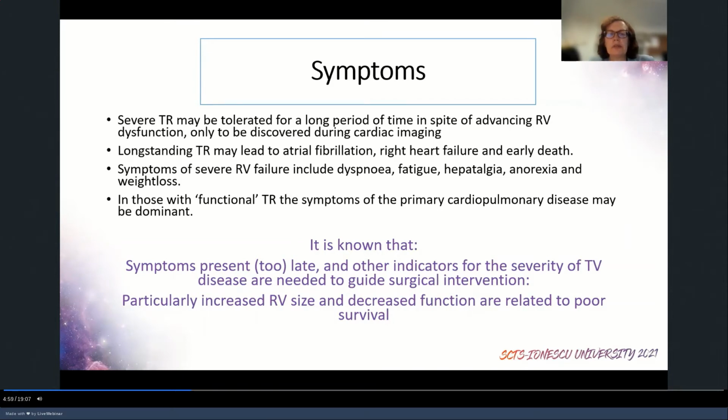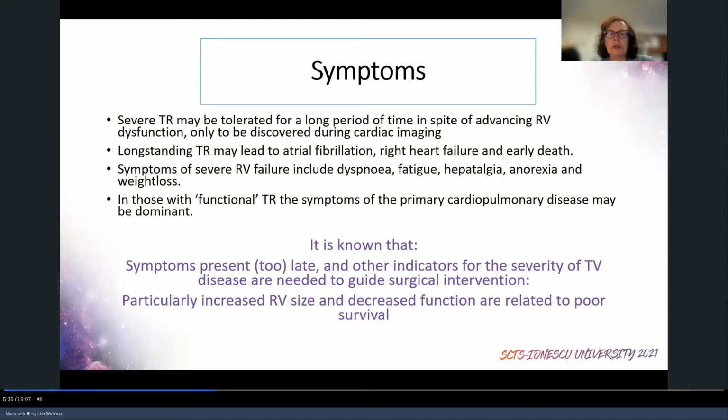If symptoms emerge, there is severe right heart failure, and patients are dyspneic, fatigued, have an enlarged and painful liver, and lose appetite and lose weight. Many of the tricuspid valve problems are actually related to other causes that cause increased loading of the heart. So it may well be the symptoms of the index cardiac problem that will be presented by the patients.